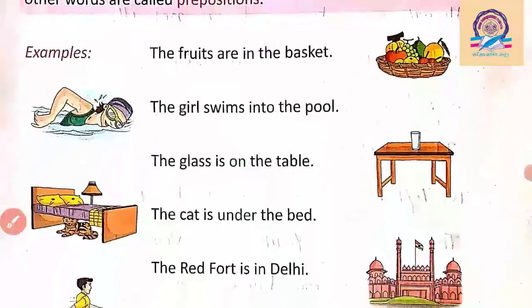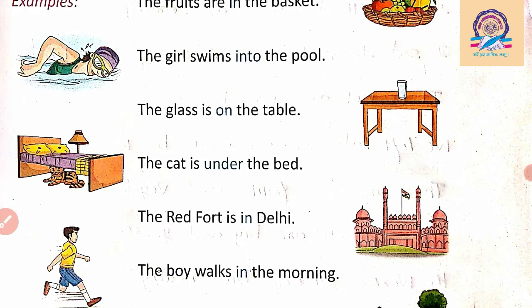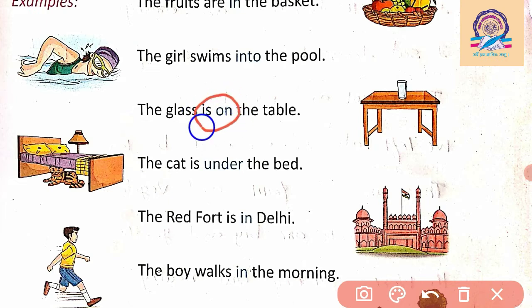Then the third example is given here: the glass is on the table. When do we use the preposition "on"? When something is on something, it means the object is touching something. The object we are talking about is the glass, and the glass is on the table. So here the glass is touching the table, so at that time we can use the preposition "on", because with "on" the object must be touching something and is always on the upper side.